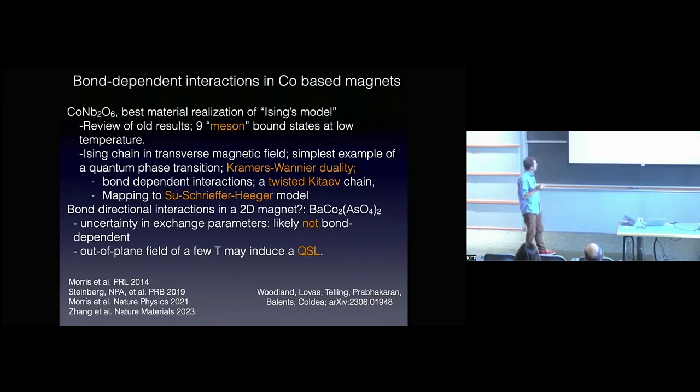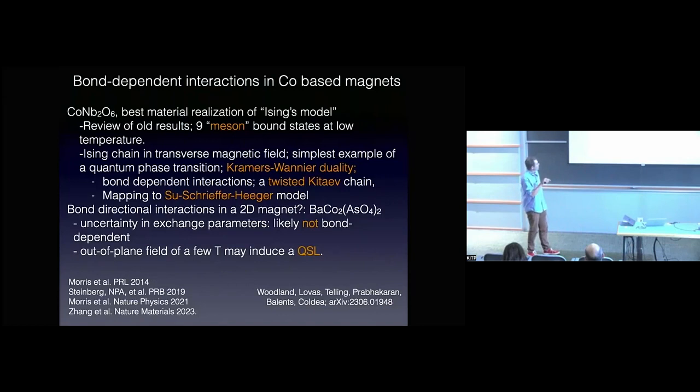This has a number of interesting features. We refer to the model as a twisted KITP chain. It has an interesting mapping to the Su-Schrieffer-Heeger model, which was famous in the context of polyacetylene. It is the first and maybe simplest version of a topological insulator in one dimension.